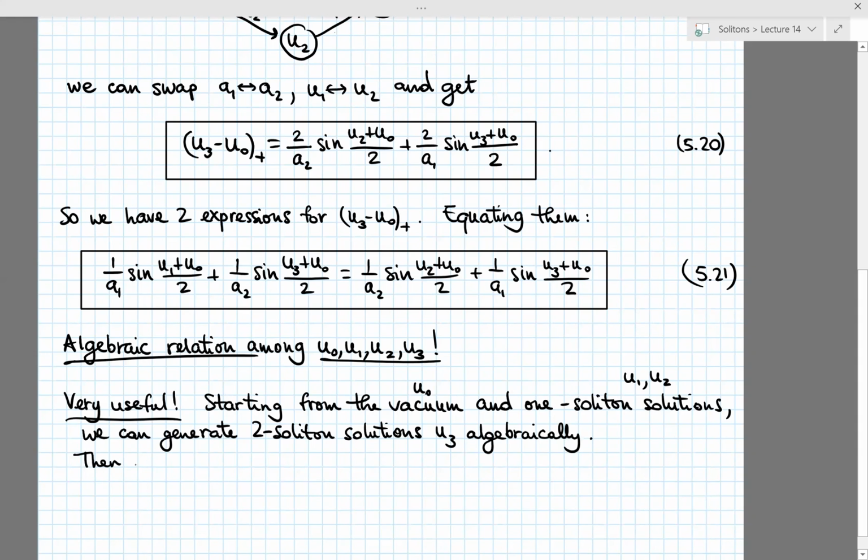And then we can iterate this procedure, say starting from a one-soliton solution U0, then having U1 and U2 being two-soliton solutions, so we'll get a U3, which is a three-soliton solution. And so on and so forth. So then you can also get four-soliton solutions, etc.